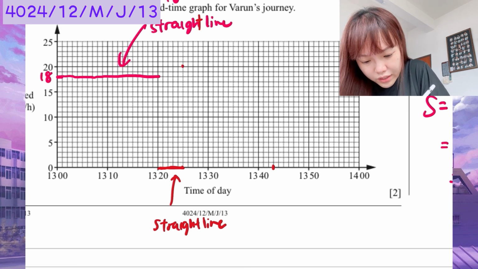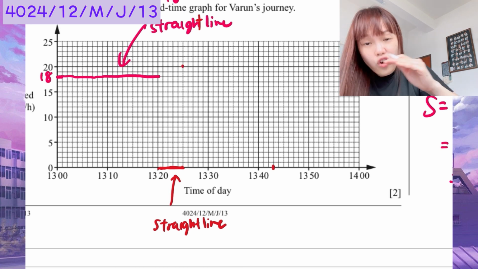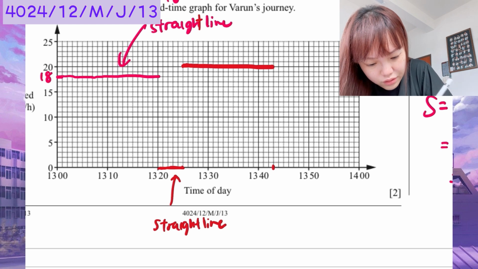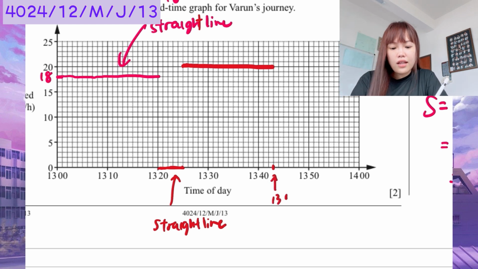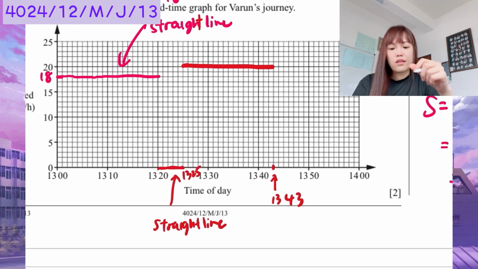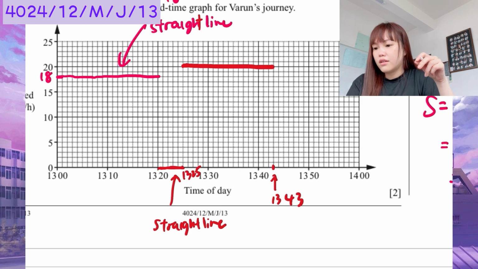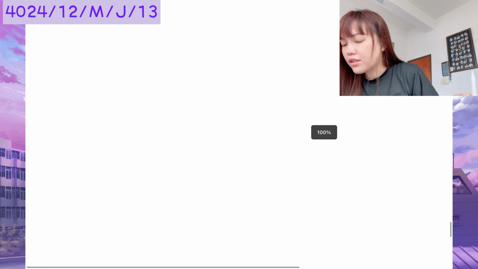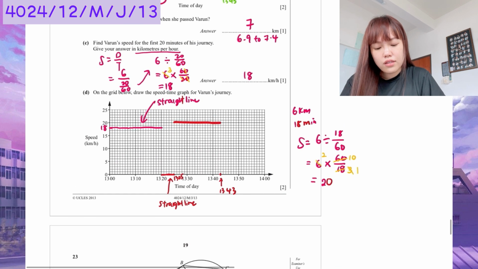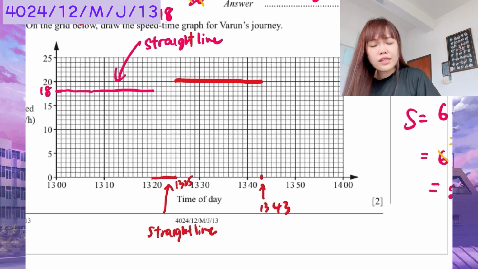So your 20 is here, also a constant speed. So you draw a straight line for the past 18 minutes, until this 13:43. Okay, this is 13:25. So that is for Varun's speed time graph. That's it.